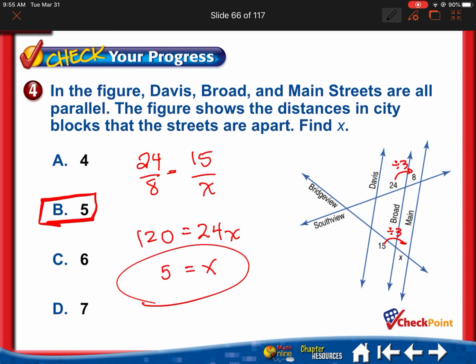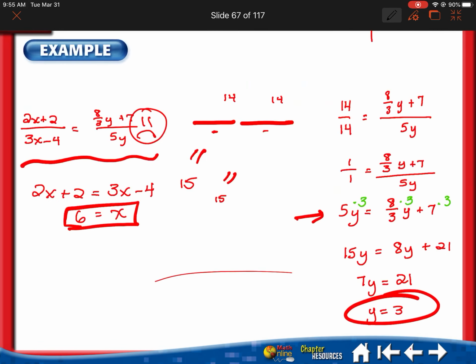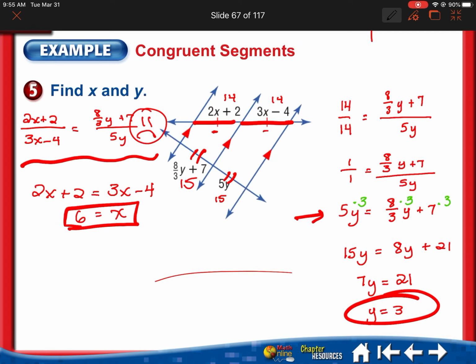All right, so you can already see all of the work there for that problem. So that's wonderful. Last one, example 5. It says find x and y. So what we did is we went through and we set up proportions. We did 2x plus 2 over 3x minus 4, and then 8/3 y plus 7 all over 5y. And then if you remember, we have the sad face there because we can't solve that, because we have x's and y's.